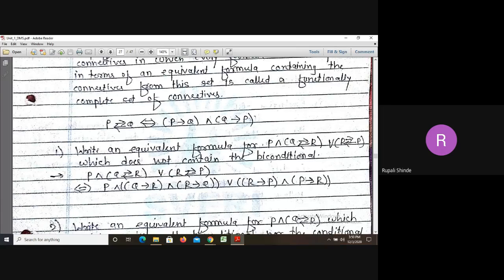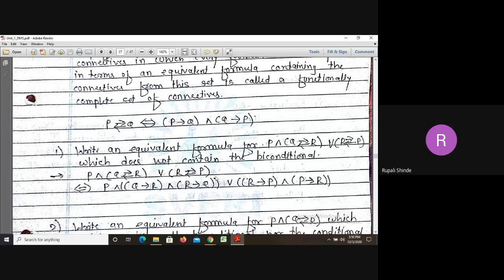So how can we remove it? First we have to remove the first biconditional, Q biconditional R. We can replace it by using its equivalent formula, Q conditional R and R conditional Q. So this first term becomes P and Q conditional R and R conditional Q. What we did here is just replace Q biconditional R by Q conditional R and R conditional Q.